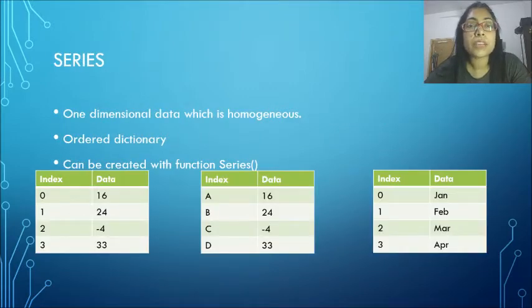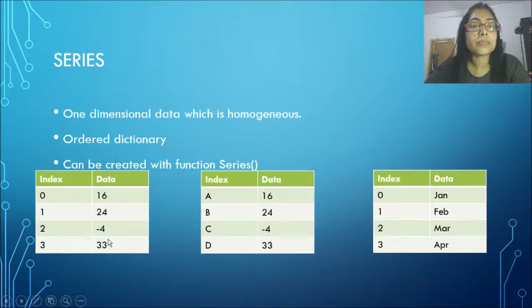So I am going to start with series, which is the first type of data structure in Pandas. Series is one-dimensional data with homogeneous data. It is an ordered dictionary. In 11th we have studied about dictionary, that a dictionary is a key-value pair collection, but it is not ordered. But here a series can be considered as an ordered dictionary. Then you can create a series in many ways. I have given here 3 examples.